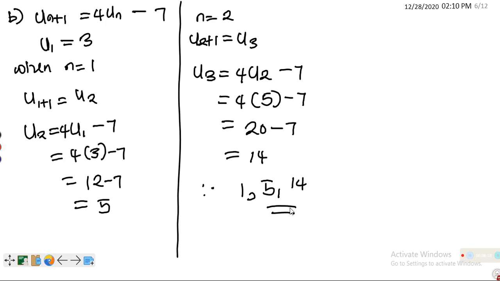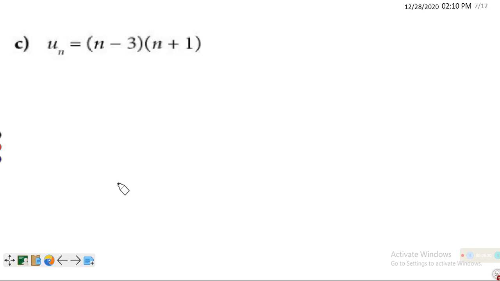The next example, look for the first 3 terms of the sequence given that un equals n minus 3 into n minus 1.